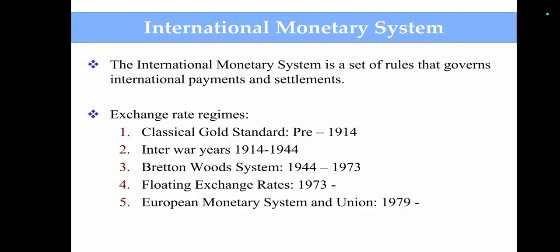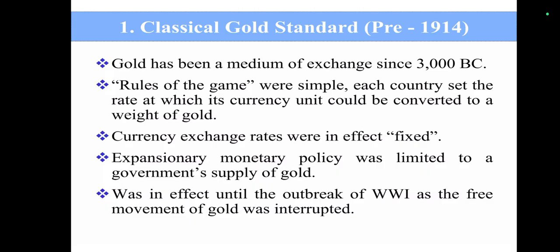The classical gold standard is nothing but gold being considered as the exchange medium. It was not just now; the rule has come from 3000 BC. The rules of the game were very simple: each country set the rate at which its currency unit could be converted into a weight of gold. So the currency was determined by the weight of gold, and the currency exchange rates were in effect fixed. Why is it called fixed? Because the weight of gold is constant, so obviously there is a fixed exchange rate.